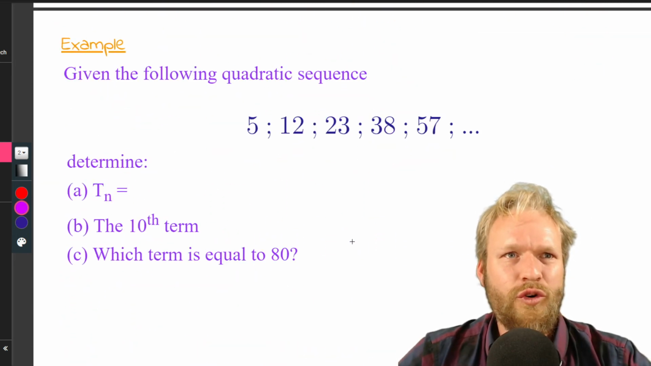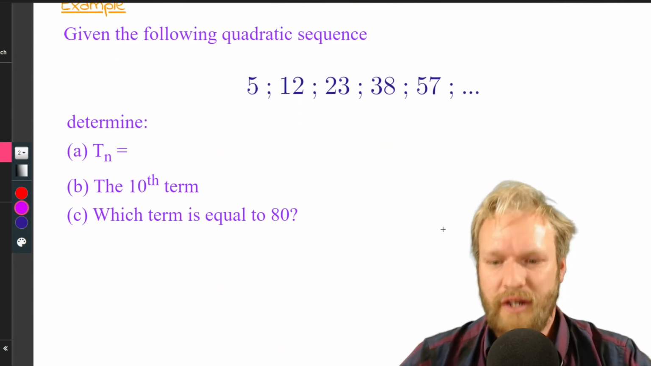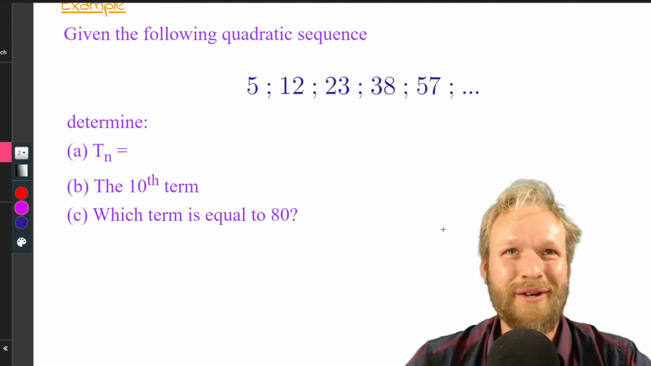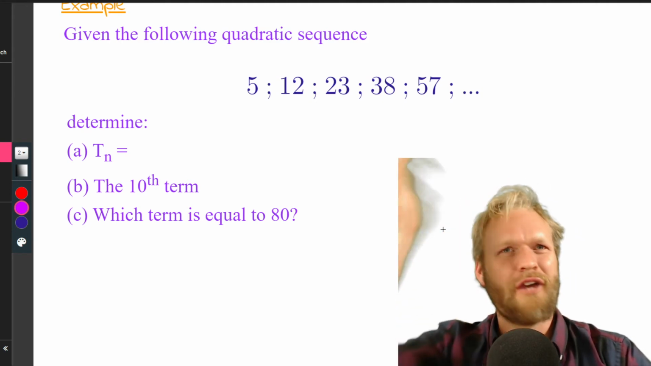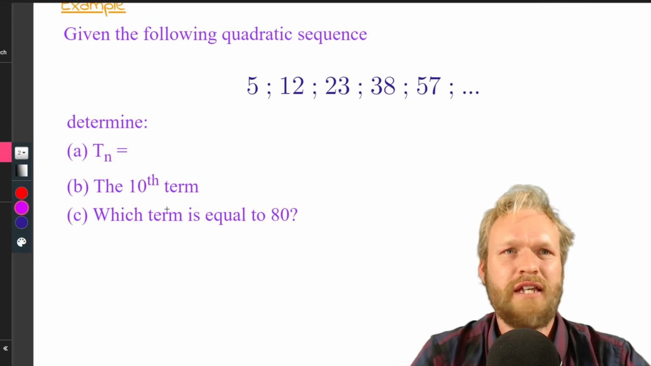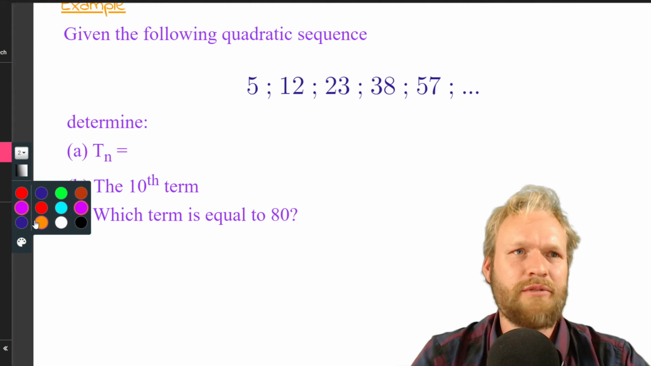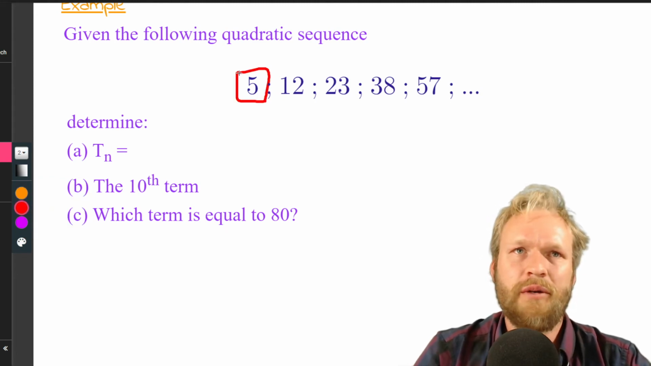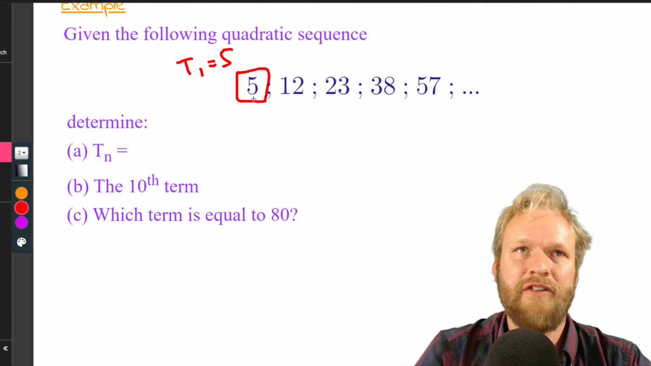So let's run through one example together now, or not together, I guess, but sort of together. And we're given the following quadratic sequence. So determine Tn, the 10th term, and which term is equal to 80. So we run through our steps and we go, okay, well, this is probably going to be important. Our first term, T1, is 5.